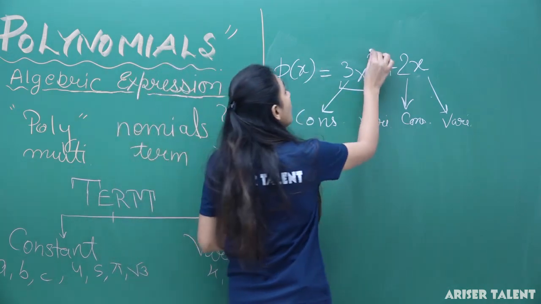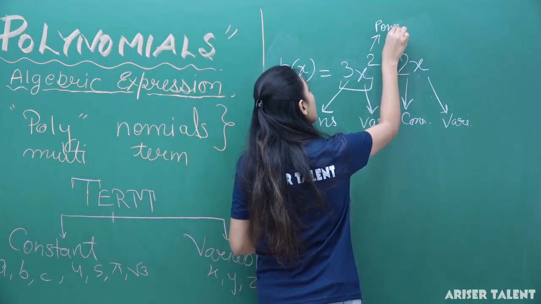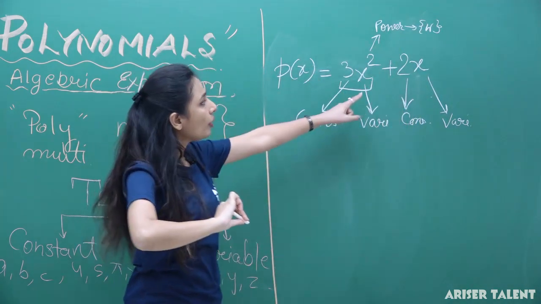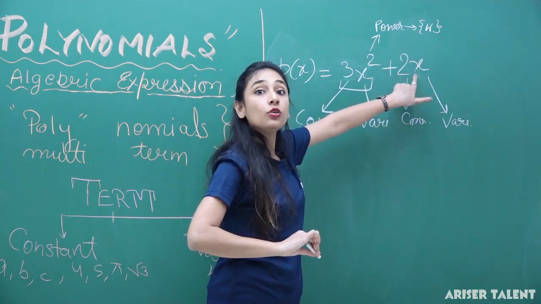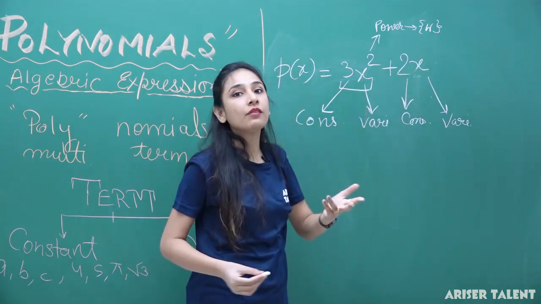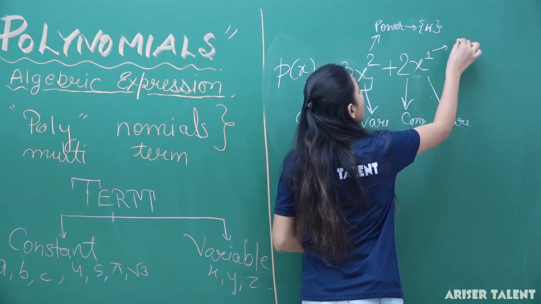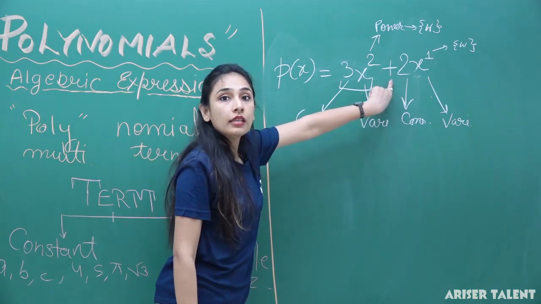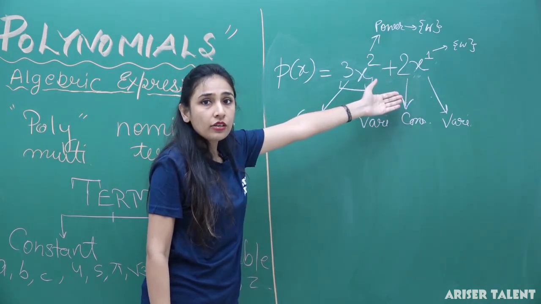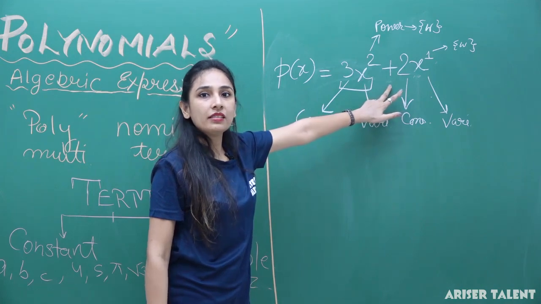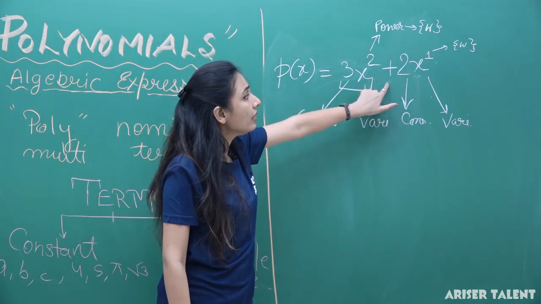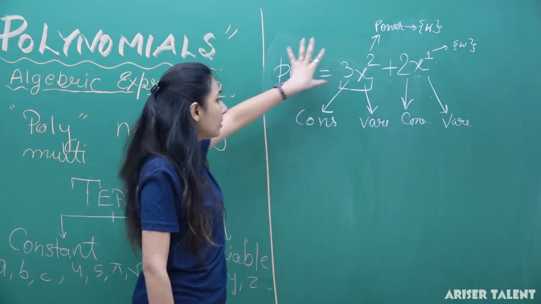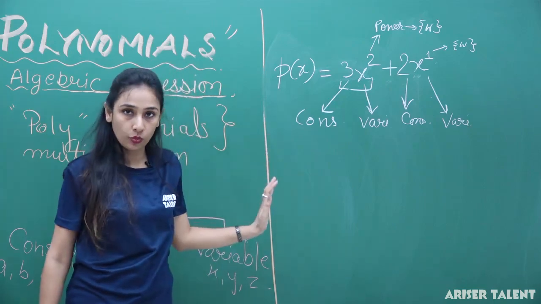Now this is the power, and the power is a whole number. If I talk about this 2x, that means 2x raised to power 1. Now 1 is again a whole number. And these two terms are either added or subtracted, with a plus sign or minus sign. That means it has two terms and is fulfilling all the conditions, so that is a polynomial.